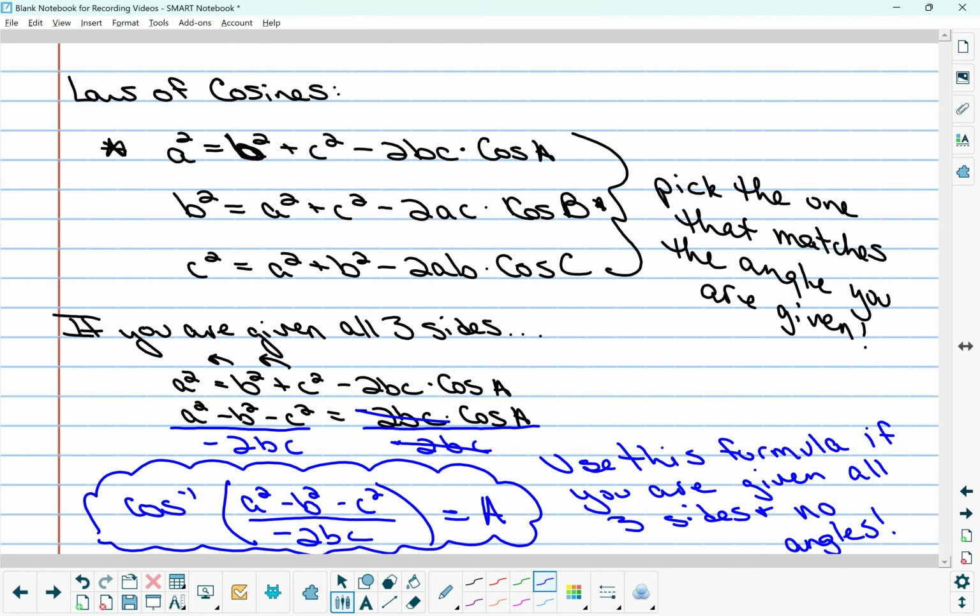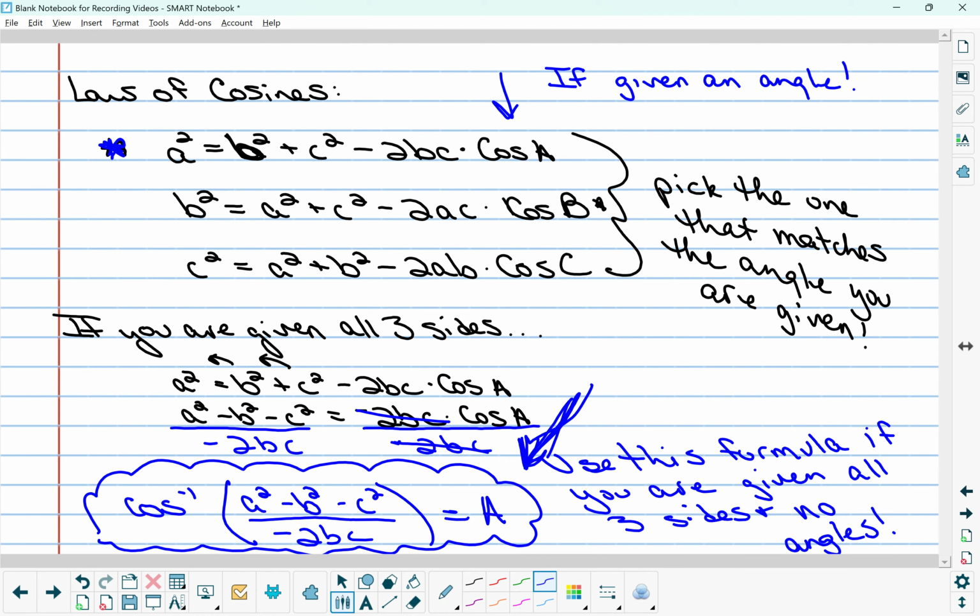So, law of cosines. If you're given an angle, use one of these. And then if you're not given an angle, you're given all three sides, you're going to use this formula down here that we just derived, okay? And it's literally coming from this right here. We just took it, moved things around, divided by stuff, and you're solving for A.